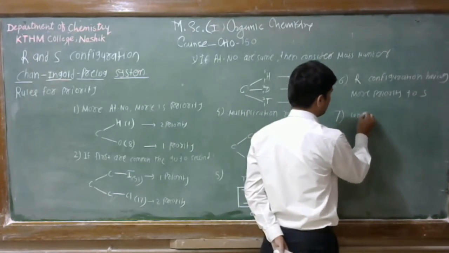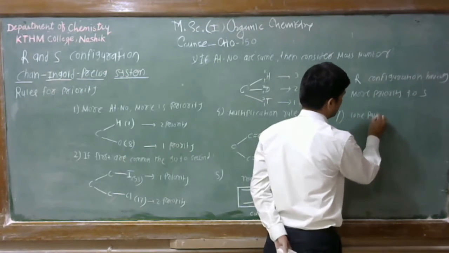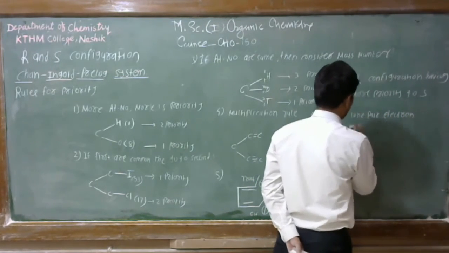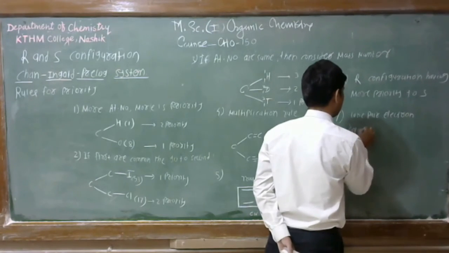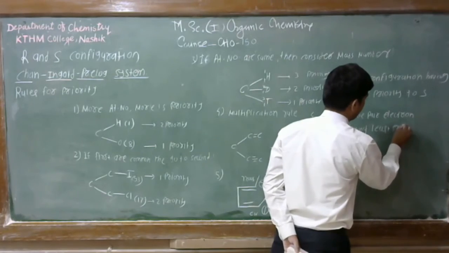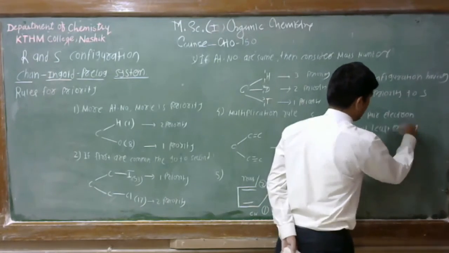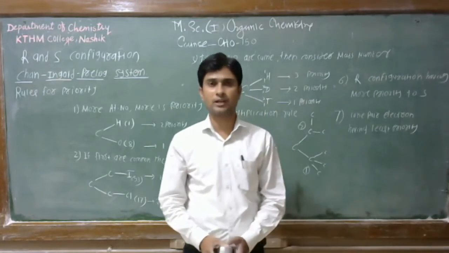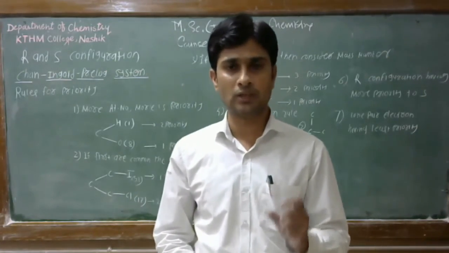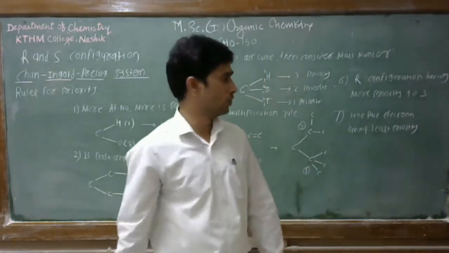And the last rule is: a lone pair of electrons has the least priority. If there is any case in which a lone pair is present, then give the least priority to the lone pair.